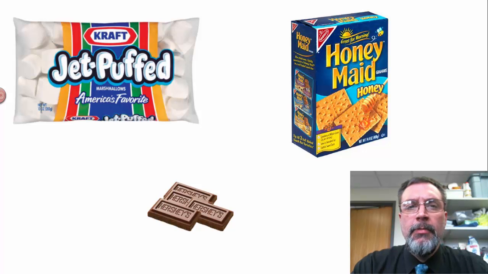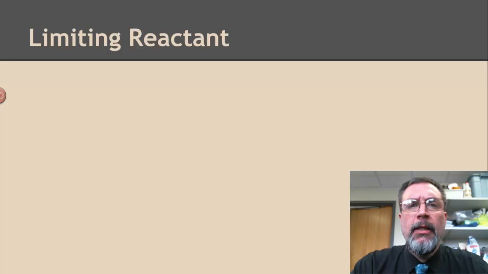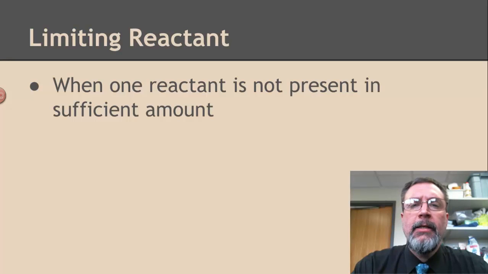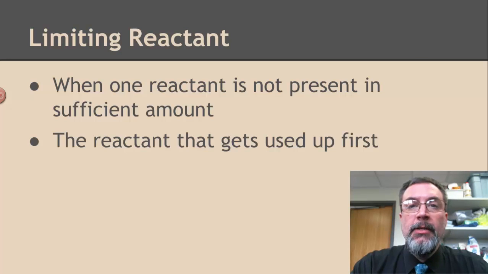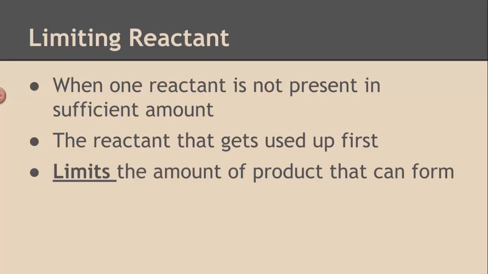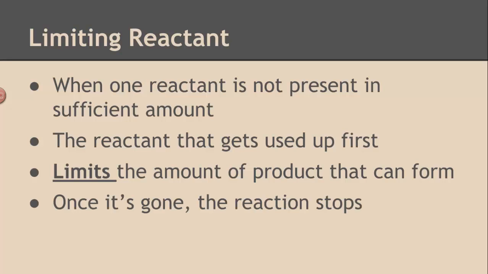I'm limited because one of my ingredients, I just don't have enough of it. And that's what we mean by limiting reactant, okay? One of the reactants in a reaction is not going to be present in a sufficient amount. And that means that that reactant is going to get used up before the other ones. Well, when the reactant gets used up and it's gone, that means the reaction is going to stop. So that reactant, that ingredient, limits the amount of product that I can make, because once it's gone, I won't make any more product. That's what we mean by limiting reactant.